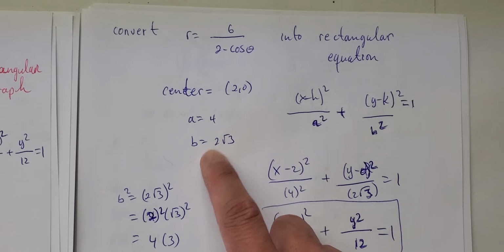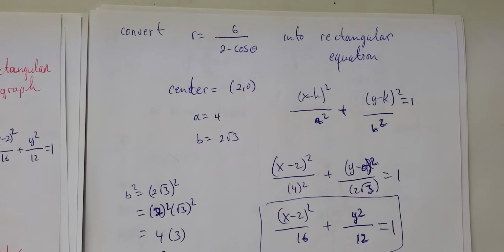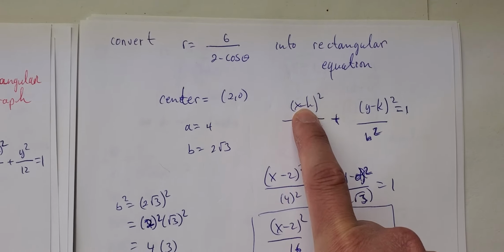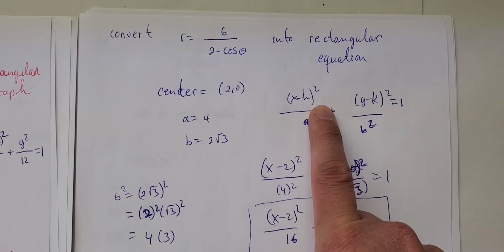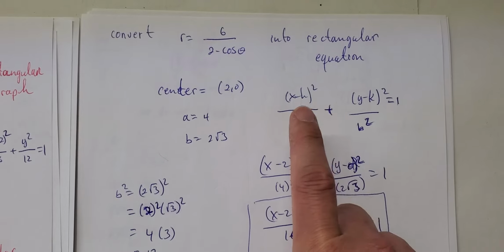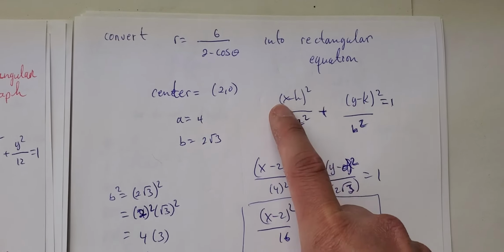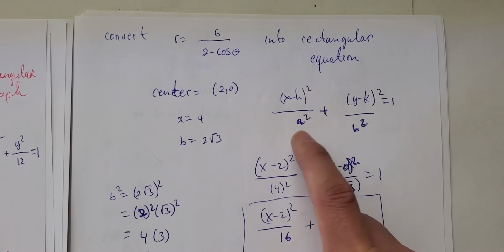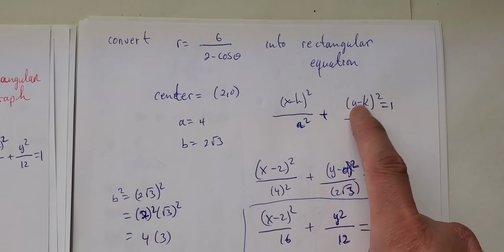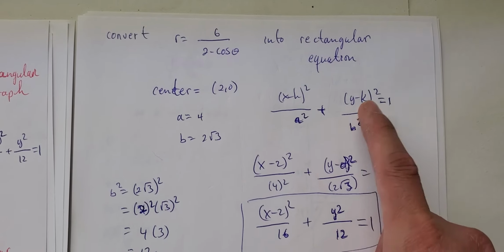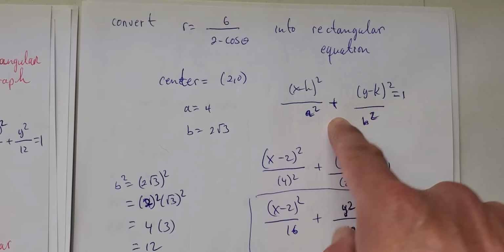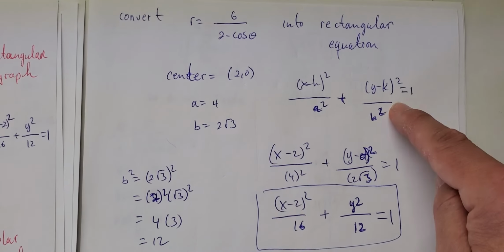With rectangular equations, we have this form, x minus h, and we know that this form is for an ellipse. For an ellipse, we use this formula: (x minus h) squared over a squared, plus (y minus k) squared over b squared, equals 1. This equation is for an ellipse.